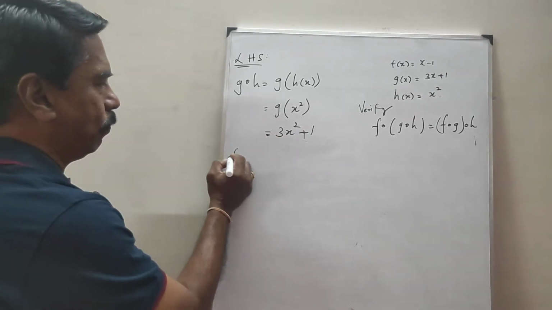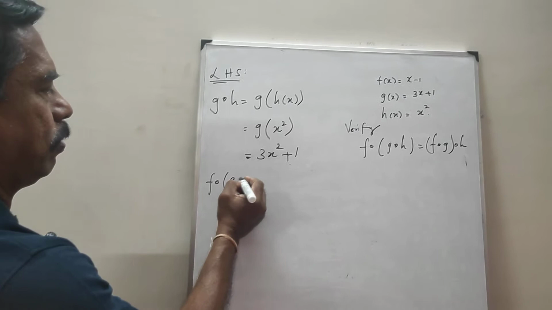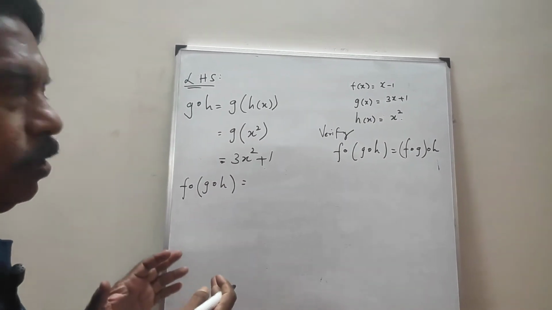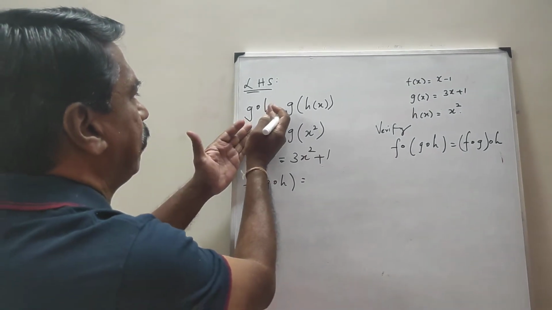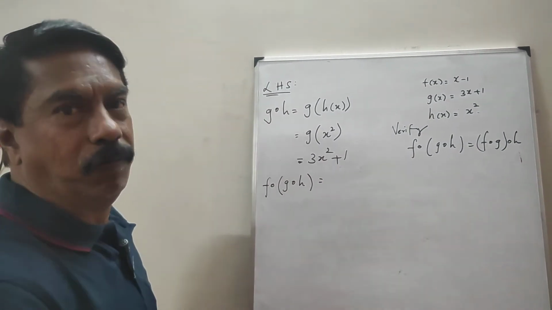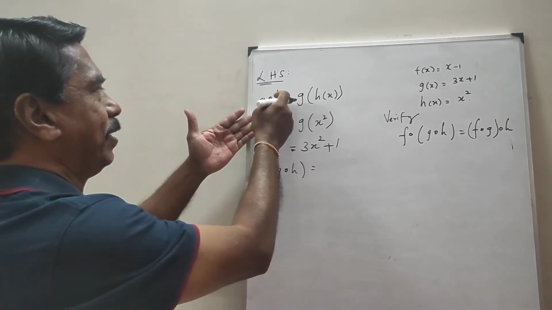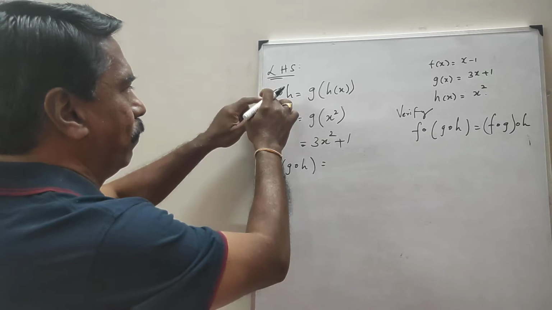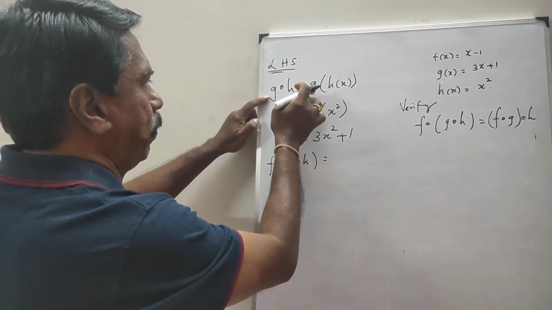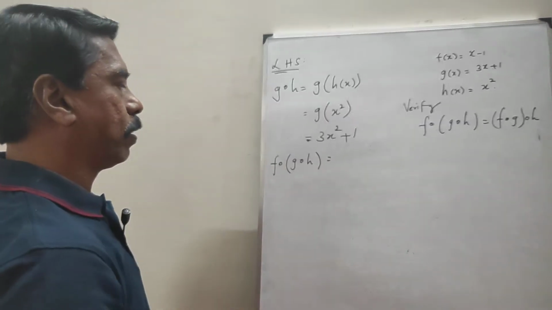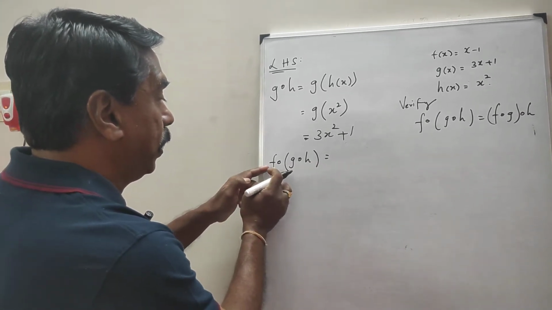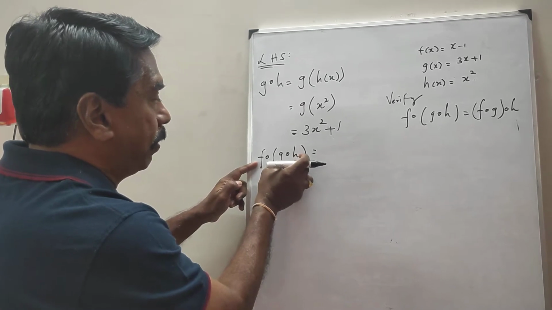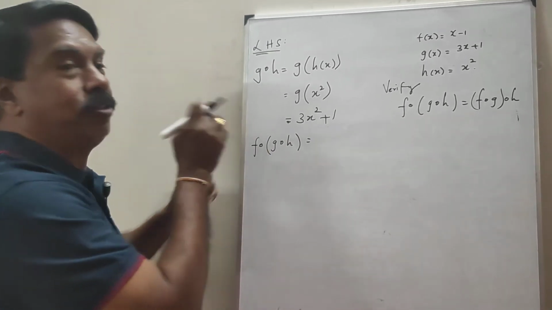And now we can complete the left hand side, f∘(g∘h). Remember, in this composition of functions, the right hand side is always to be substituted in the left hand side. When we find g∘h, we are replacing h of x in g. And here we are finding f of g∘h. That means we replace the answer of g∘h in the function f.